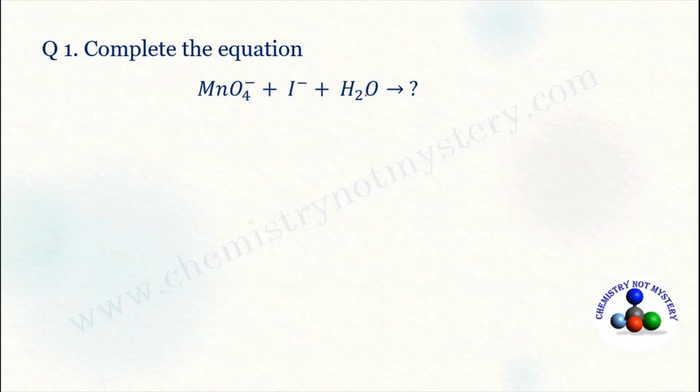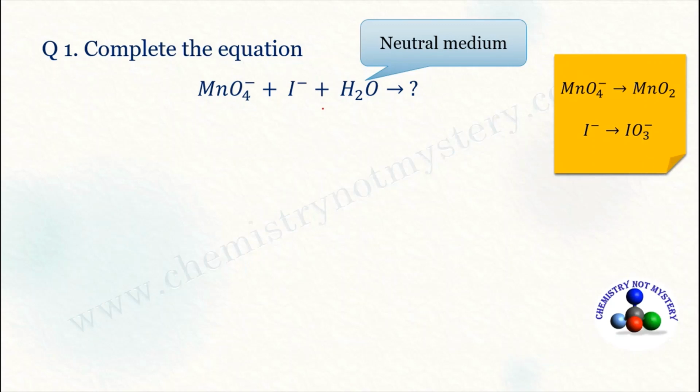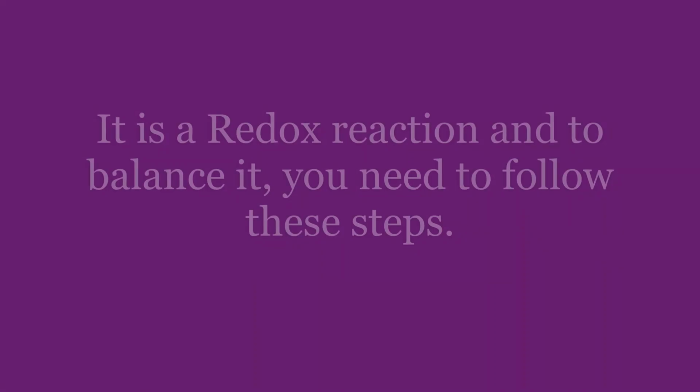Here H2O is given. That means the medium is neutral. And we know in neutral medium MnO4 negative converts to MnO2 and it oxidizes I negative ion to IO3 negative ion. So you can write the equation: MnO4 negative converts to MnO2, and I negative gives IO3 negative. Now this is the equation that we need to balance.